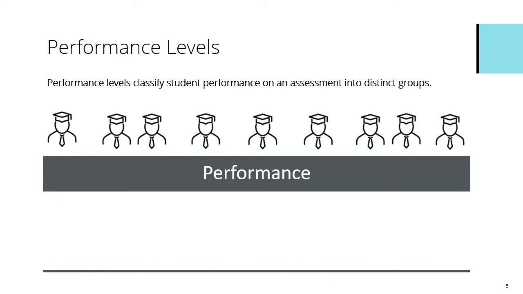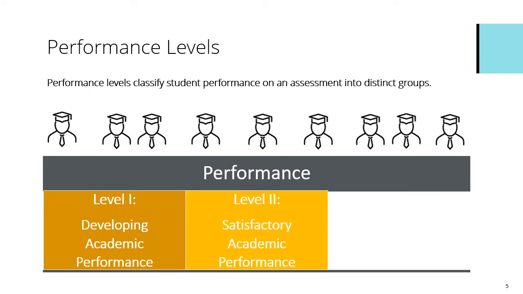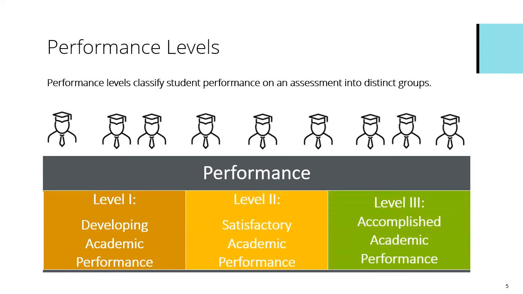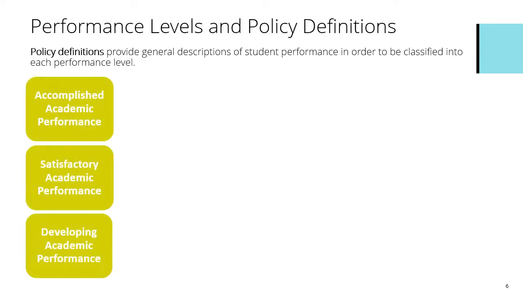For the STAAR Alternate 2 assessment, there are 3 performance levels: developing academic performance, satisfactory academic performance, and accomplished academic performance. One way to understand performance levels is by providing policy definitions for them. For the STAAR Alternate 2 performance levels, accomplished, satisfactory, and developing, policy definitions have been already developed.